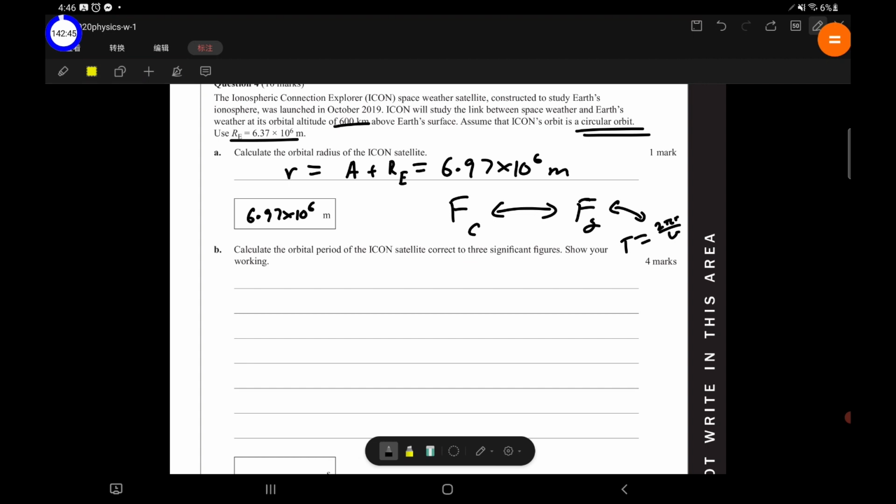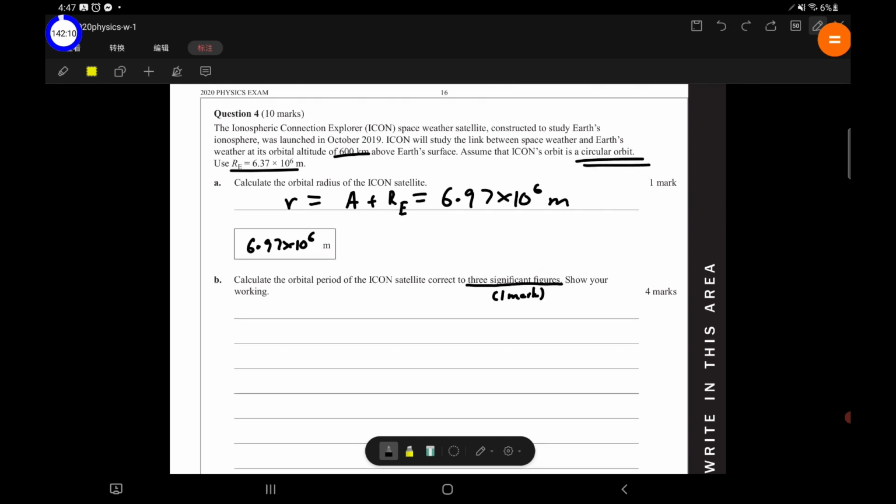Alright, so part B. Now, this is the difficult one. Calculate the orbital radius. Sorry, not the orbital radius, the orbital period of the Icon satellite, correct to 3 significant figures. That is a really, really important detail, believe it or not, because you will get 1 mark for writing your answer in the correct number of sig figs. So this is actually really just a 3-mark question in terms of working out. We just get 1 free mark for our sig figs, and it should be a free mark if you guys have done enough practice for this.